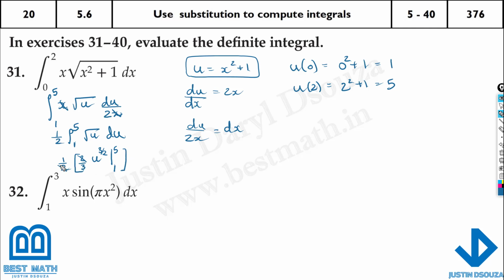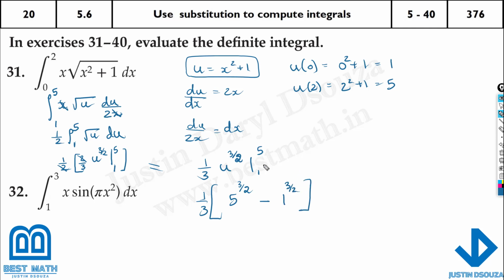Now let me simplify and write what is known. It's 1/3. I'm just writing it over here. u to the power 3 by 2, the limit 1 to 5. How do you apply the limit? It's upper limit minus the lower limit. So 1/3 is outside. Here, instead of u, you put this value, whatever is there. It is 5 to the power 3 by 2. Yeah. 5 to the power 3 by 2 minus the lower limit, 1 to the power 3 by 2.